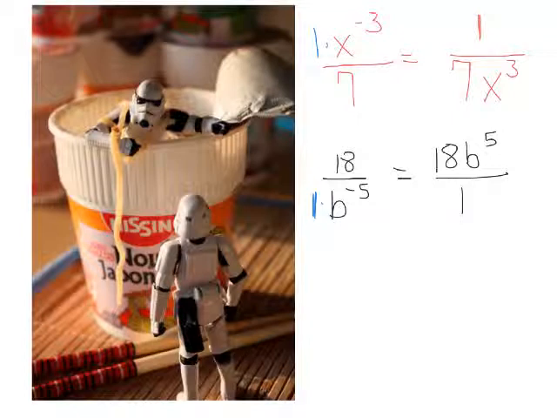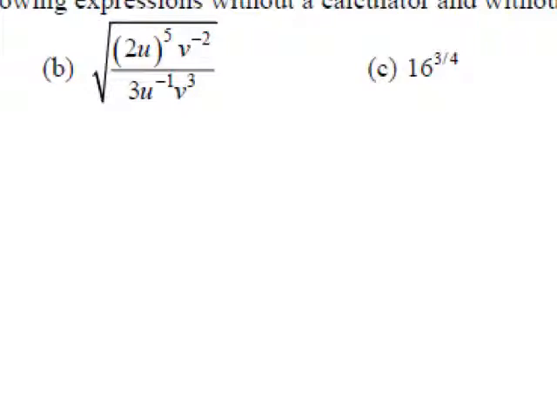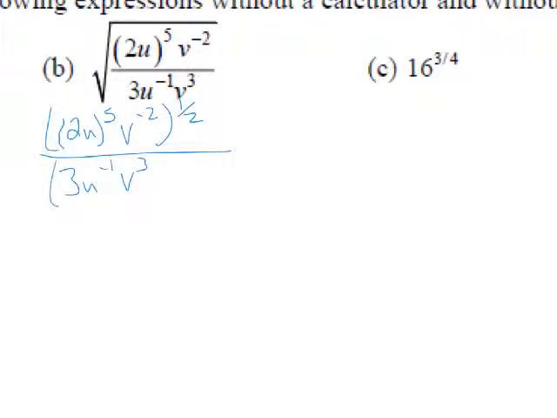Let's take a look at it. The first thing I'm going to do is get rid of the radical. So let's write this out. What we have is 2u to the 5th v to the negative 2, all raised to the 1/2, over 3u to the negative 1 v to the 3rd, all raised to the 1/2. So remember that 1/2 comes from the square root, and the denominator is the index of 2.